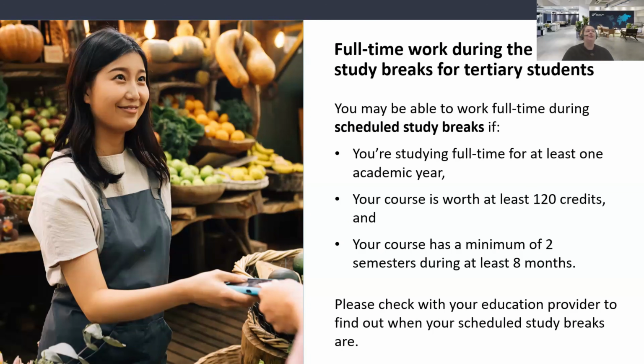Full-time work during the scheduled study breaks for tertiary students. So depending on your course and the conditions on your student visa, you may be able to work full-time during scheduled study breaks. So to be eligible, you must be studying full-time in a course that lasts at least 1 academic year and is worth at least 120 credits and includes at least 2 semesters delivered over a period of at least 8 months. Scheduled study breaks are the breaks that are built into your program by your education provider.